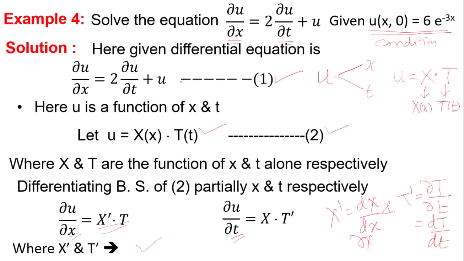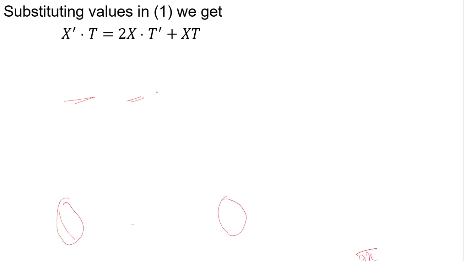So let us see, now substituting values in equation 1. Which values? This value del u by del x and del u by del t in equation 1. So you will get X dash T is equal to 2 X T dash plus u, that is XT. So look here: X dash T is equal to 2 X T dash plus XT.